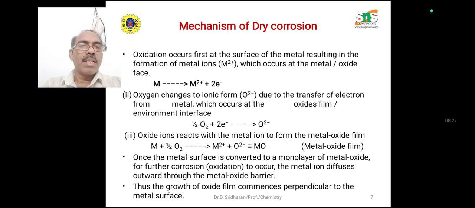Once the metal surface is converted to a monolayer of metal oxide, for further corrosion to occur, the metal ion diffuses outward through the metal oxide barrier. This happens for every metal or metal alloy. It depends on the nature of the oxide film, which may be protective or non-protective. The growth of the oxide film commences perpendicular to the metal surface.